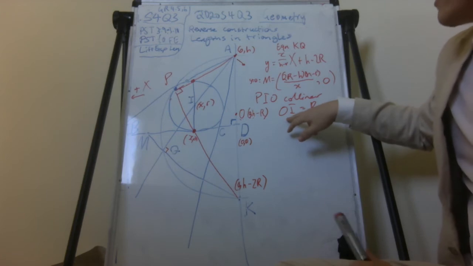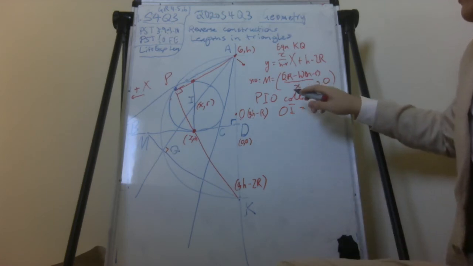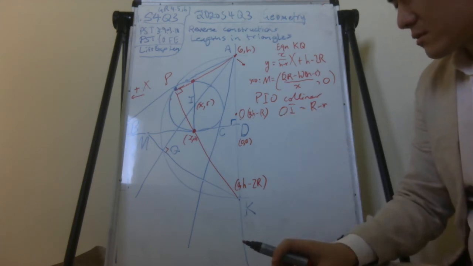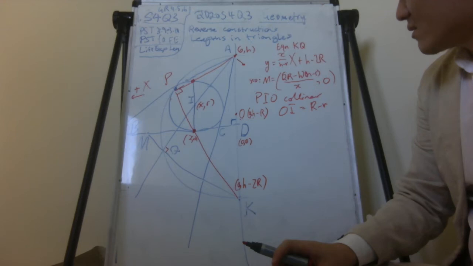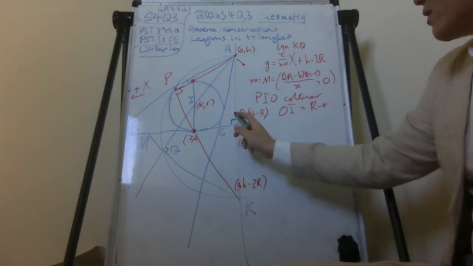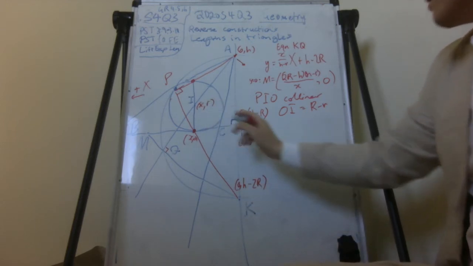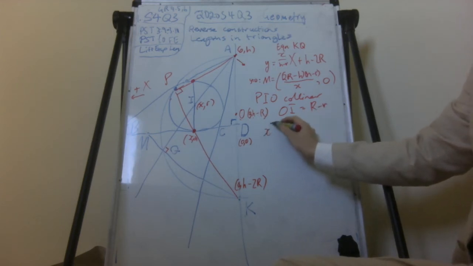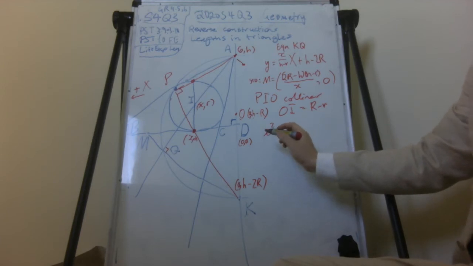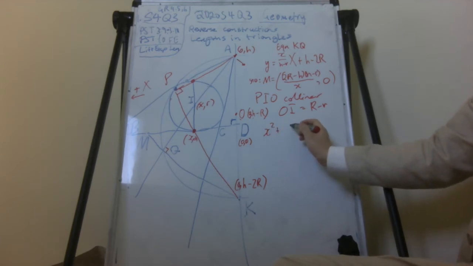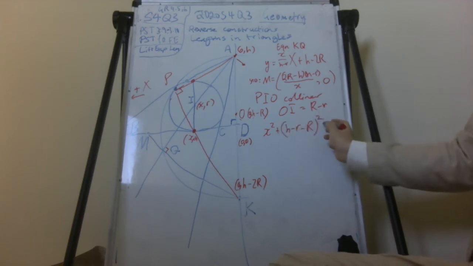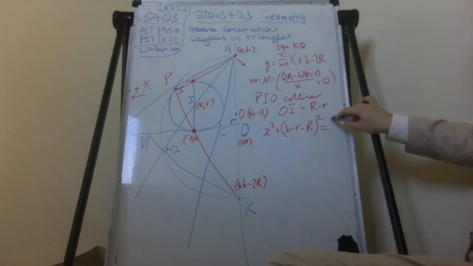Anyway, so OR equals R minus R. So what does that give you? OR equals R minus R. So the OR has got a simple distance formula, right? So it's x squared. So the distance squared is that squared, yeah?